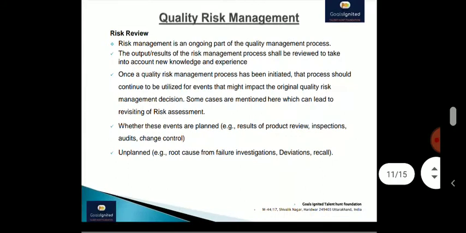Then we come to the risk review. This is the final part of this risk assessment. The risk management is an ongoing part of the quality management process. The output result of the risk management process shall be reviewed to take into account new technology or new knowledge and experience. Once a quality risk management process has been initiated, that process should continue to be utilized for events that might impact the original quality risk management decisions. Some cases are mentioned where it is required to revisit the risk assessment. Whether these events are planned or unplanned, the change control procedure needs to be followed.